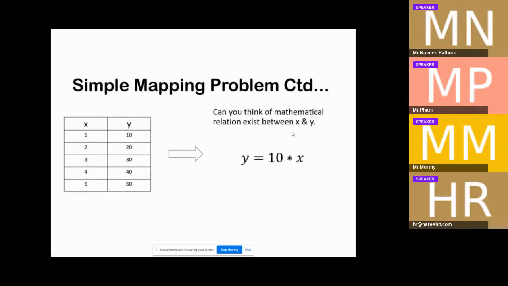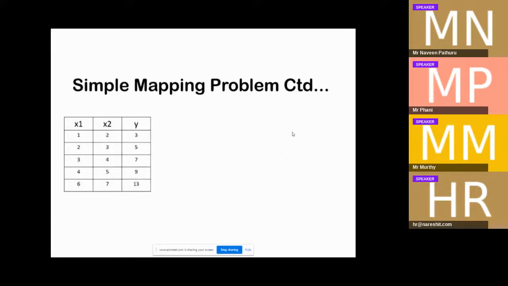It looks like Y equals 10 times X. Okay, let's go one step ahead. Now take a look at this. What is happening? We have increased the number of variables: X1, X2 and Y. If you watch closely, we can observe that Y equals X1 plus X2.